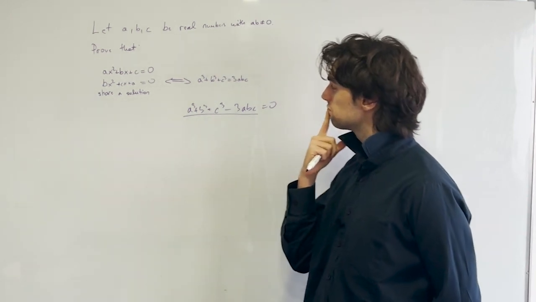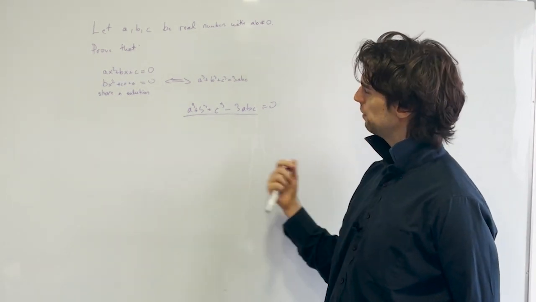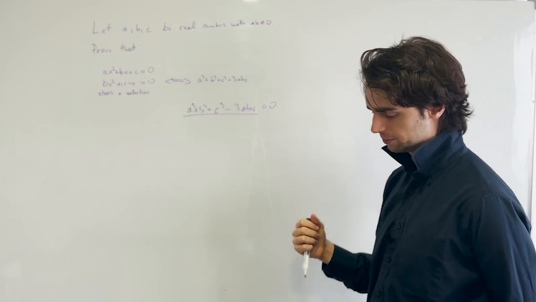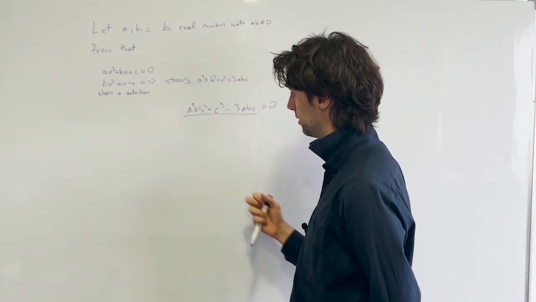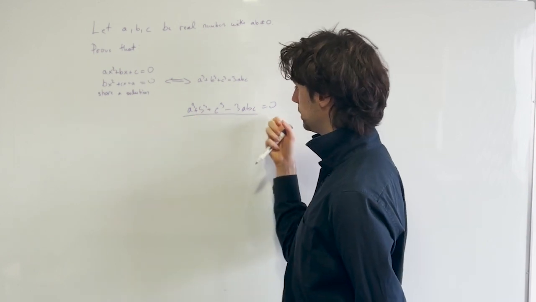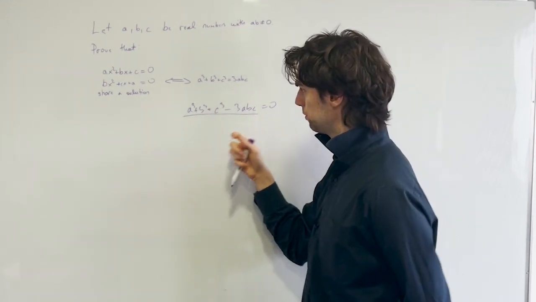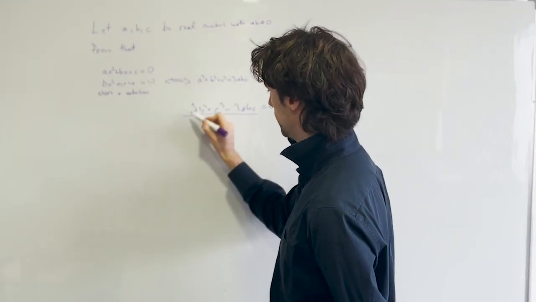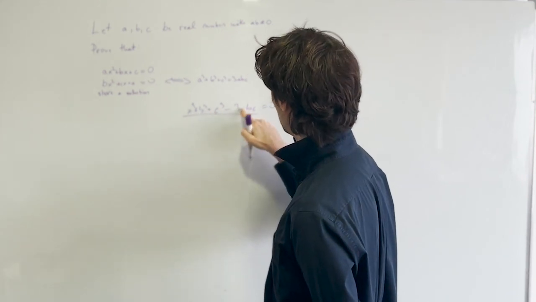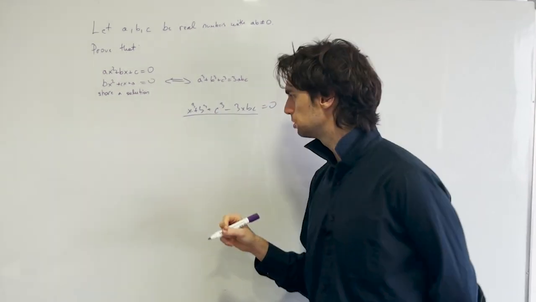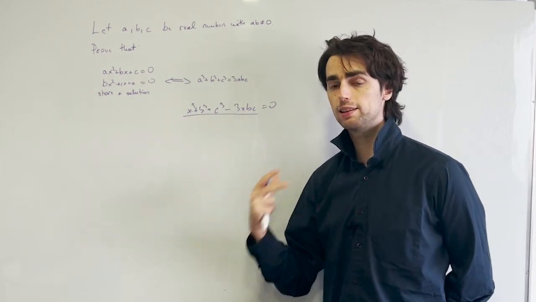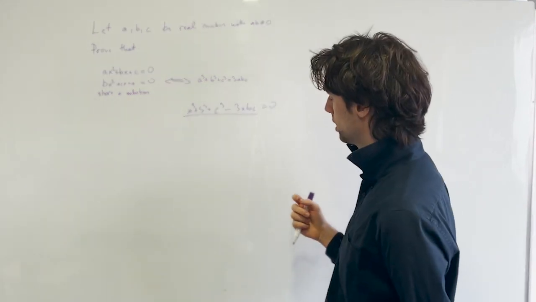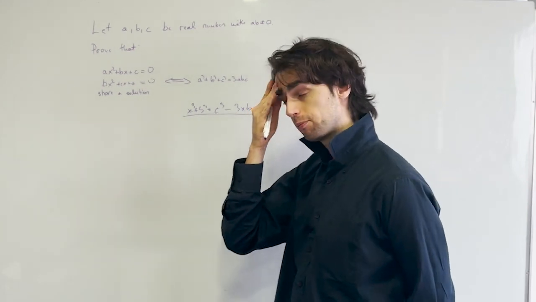I'm trying to find a motivation for the factoring, and the only motivation I'm coming up with is this: when is this equal to 0? If you look at this as a polynomial in some x, x cubed minus 3x times b times c, when is this equal to 0? For what types of x, assuming you don't know anything about b and c?